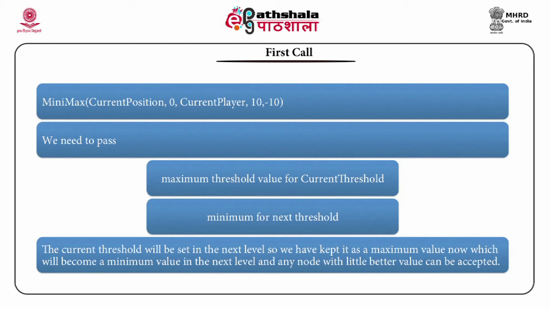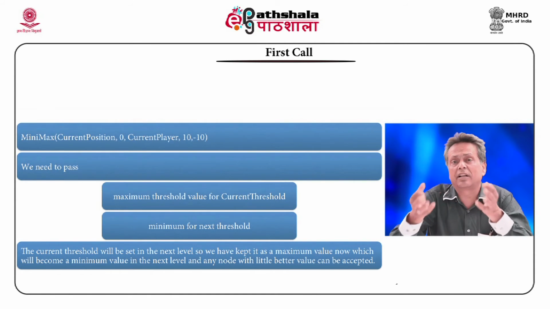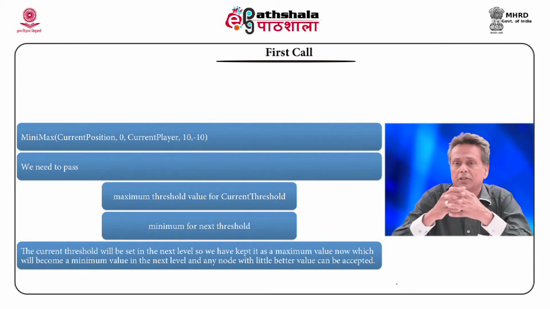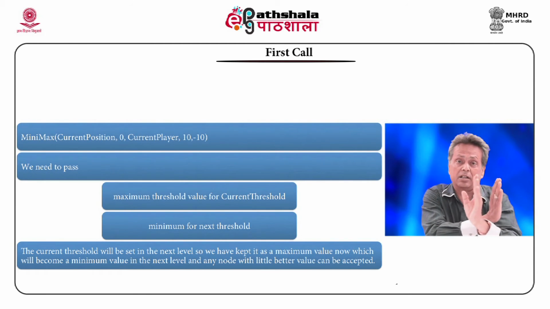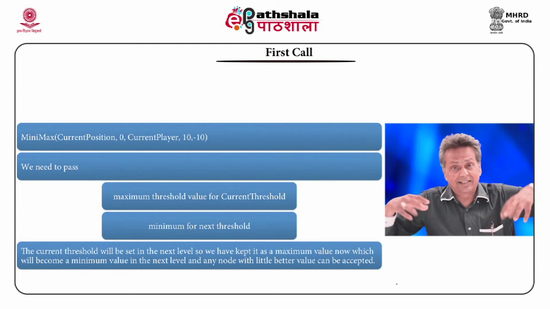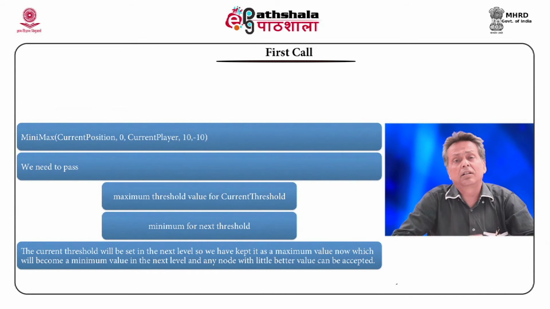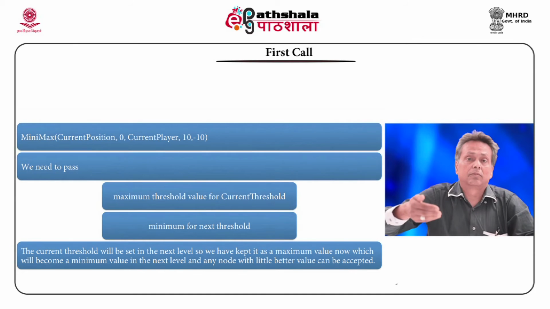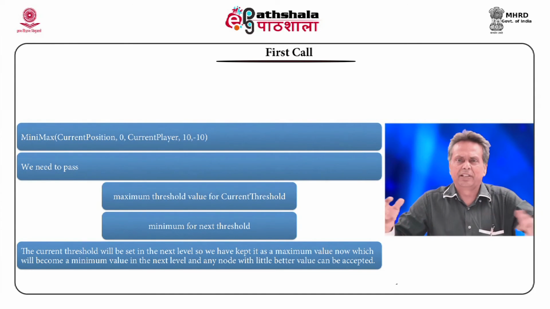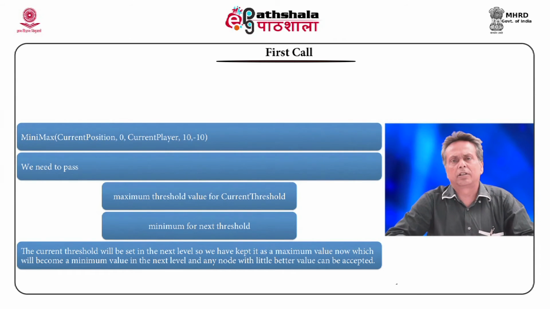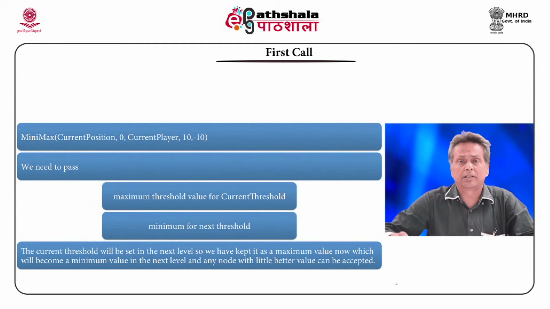This is what we have done. Now we need 2 more values. What is the current threshold and what is the next threshold value? We just say that the current threshold is 10 and the next threshold is -10. Remember, in our next case, this -10 comes here and 10 goes there, but then they are modified. Why 10 and -10? Because 10 is the maximum value that you can get and -10 is the minimum value that you can get. It's very similar to any other function where you calculate minimum and maximum value.